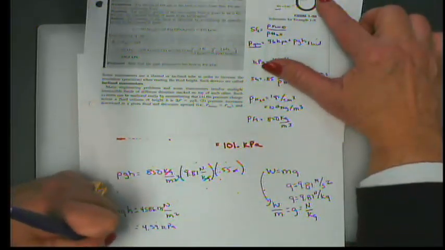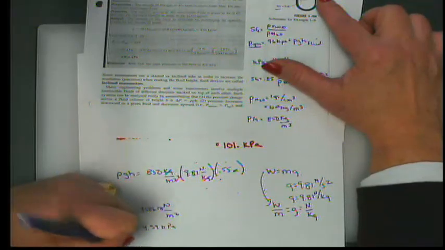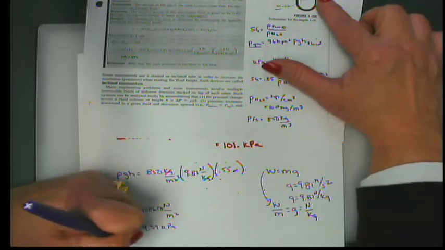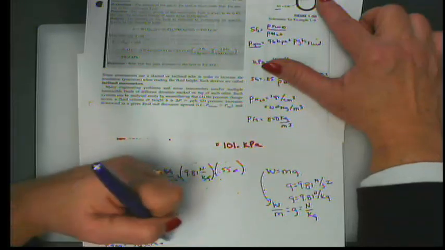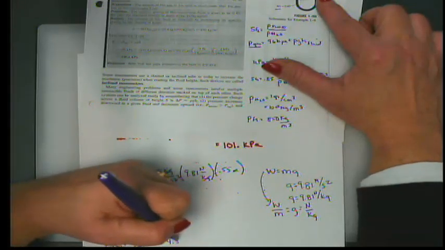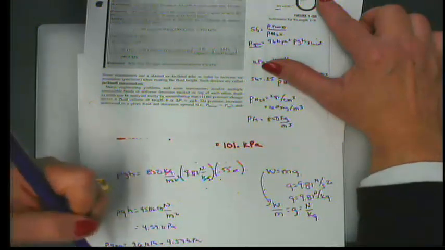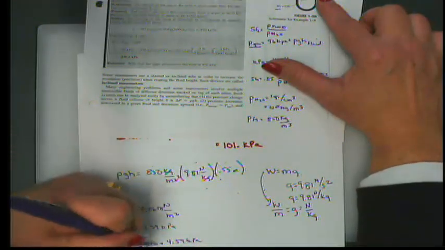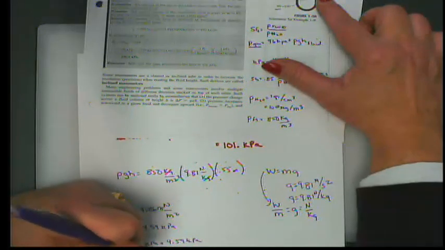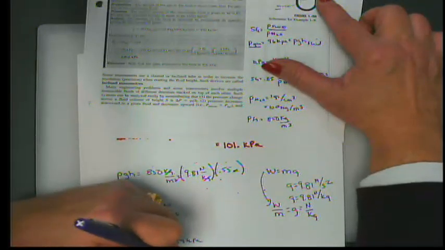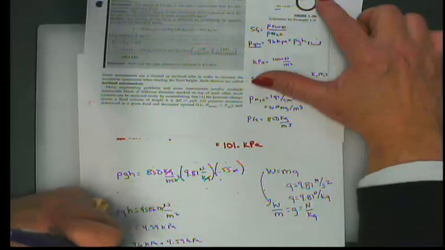So my pressure of the gas is equal to the atmospheric pressure, which is 96 kPa, plus the gauge pressure, 4.59 kPa. And so the total value is roughly 100.6 kPa. Okay.